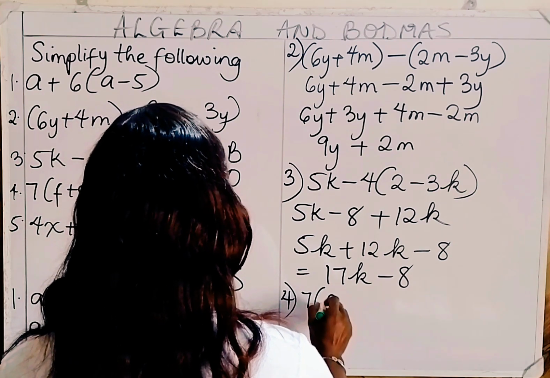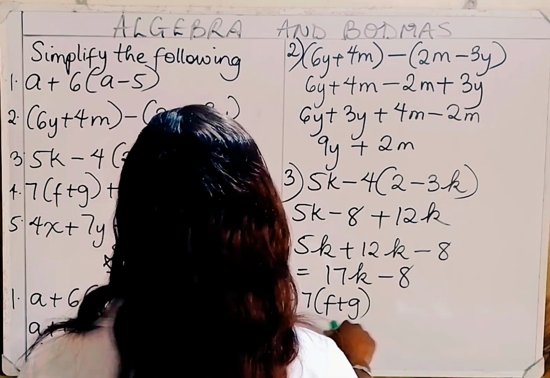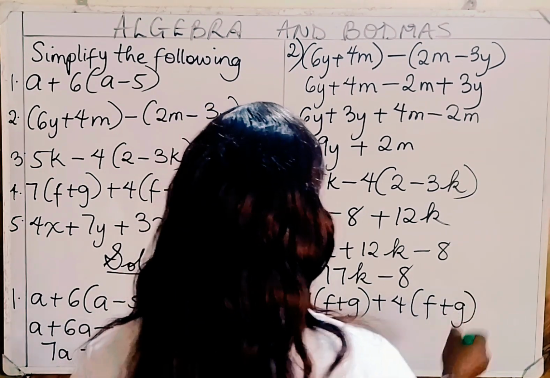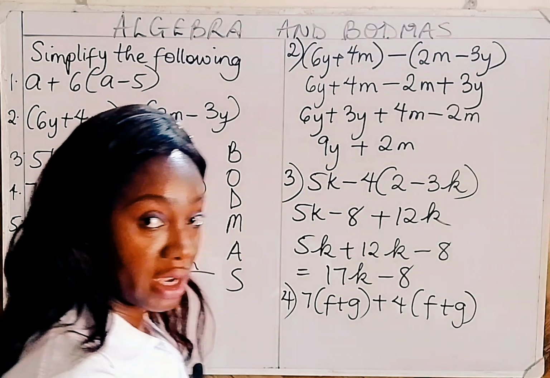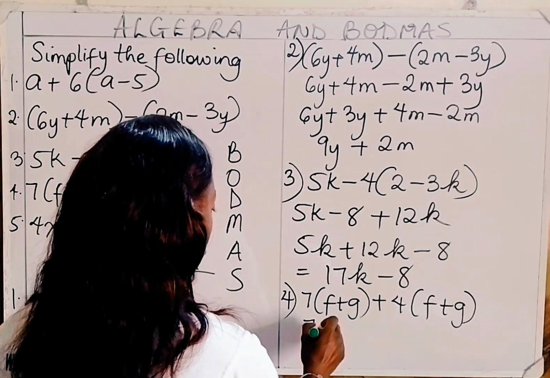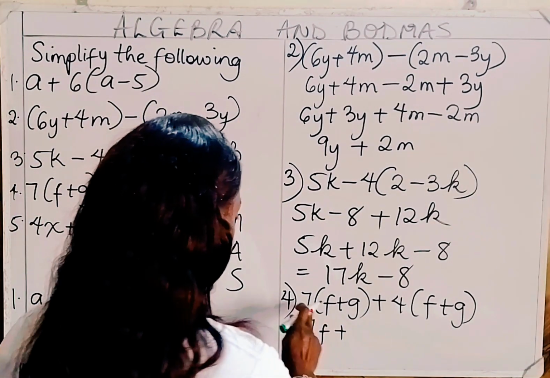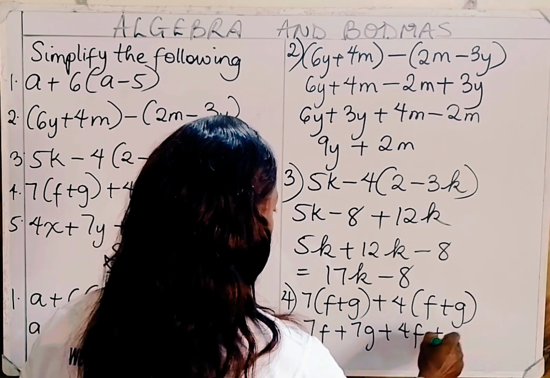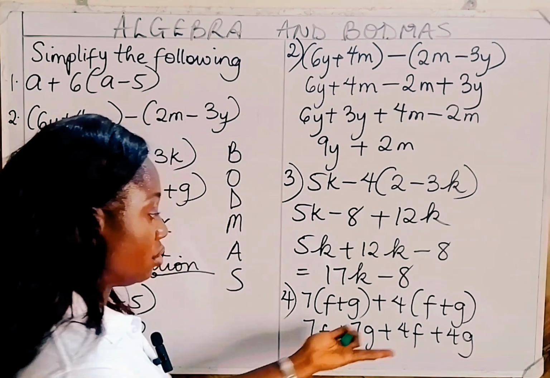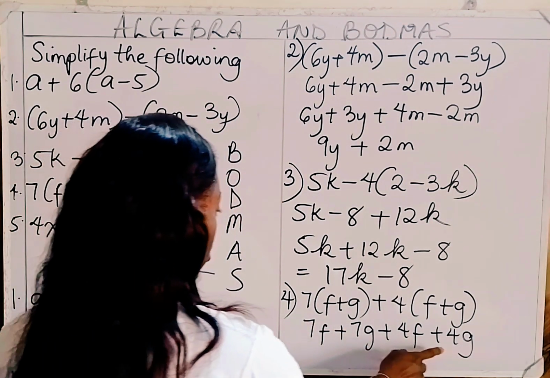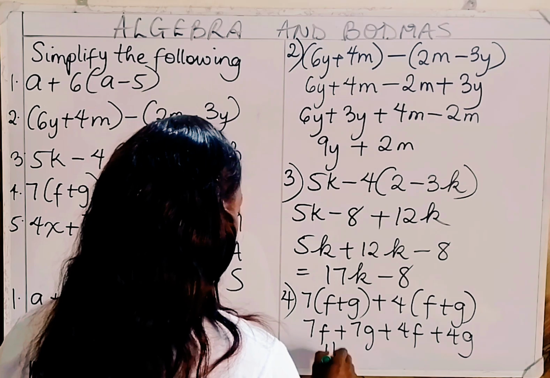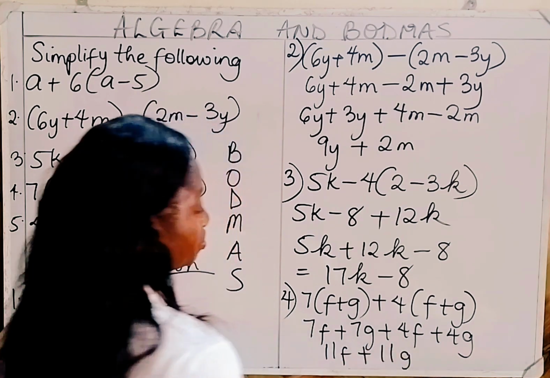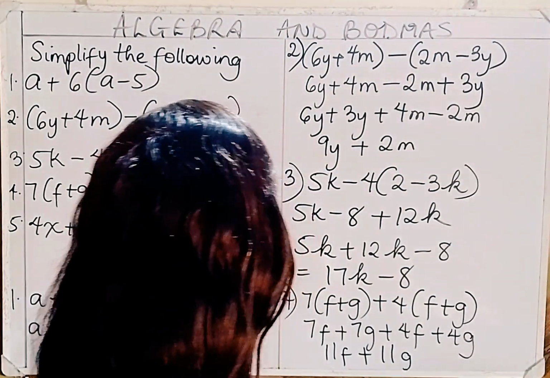Question 4. 7 into brackets f plus g plus 4 into brackets f plus g. Alright, we're going to expand the brackets to find out the numbers we have all together and the letters as well. 7f plus 7g plus 4f plus 4g. Then we collect like terms. 7f plus 4f equals what? 11f. And 7g plus 4g equals 11g. Okay, so this is that for question 4.